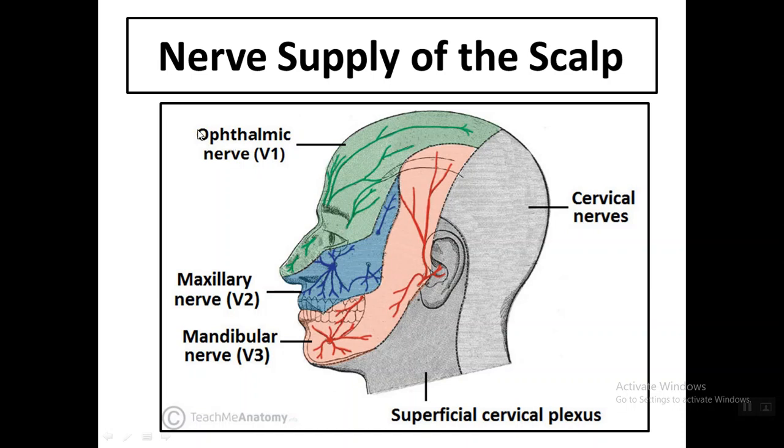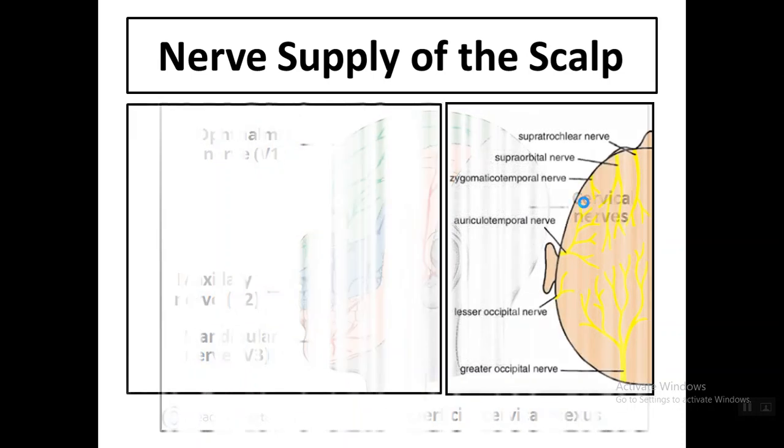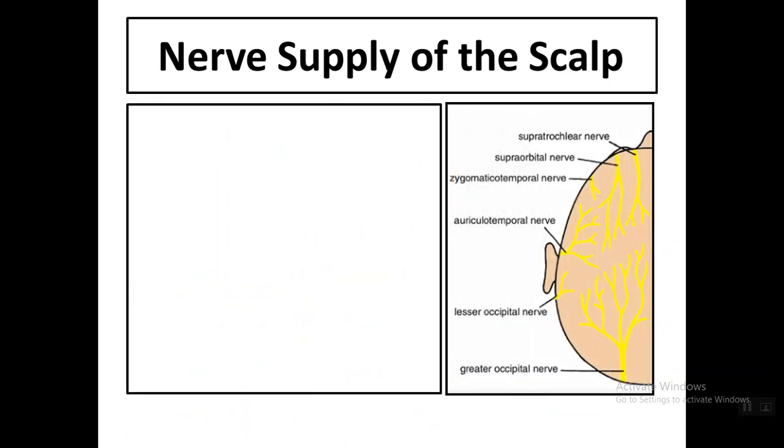These are the branches of the trigeminal nerve, which we denote V1, V2 and V3. It has three branches. V1 is the ophthalmic nerve, V2 is the maxillary nerve, and V3 is the mandibular nerve. We see that each nerve supplies a certain area through its branches. The rest of the scalp is supplied by the cervical nerves. Here we have the nerve supply of the scalp, and these are the branches.